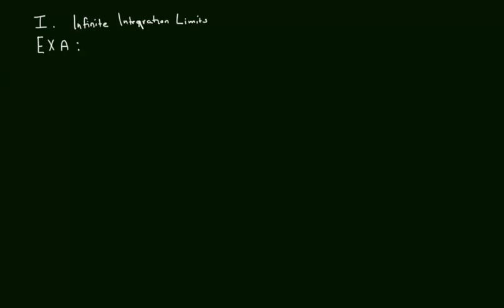It is time to follow along now from the notes packet. We are looking at Part 1, Infinite Integration Limits, Example A. In Example A, it is the integral from 0 to infinity of e to the negative 2x dx. We saw this in the introduction.